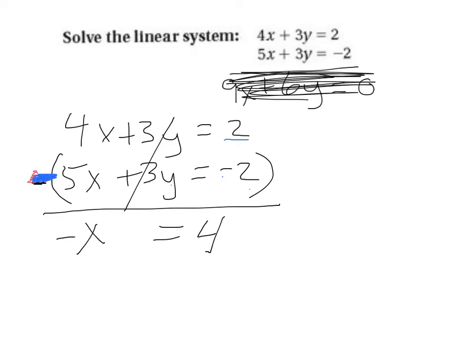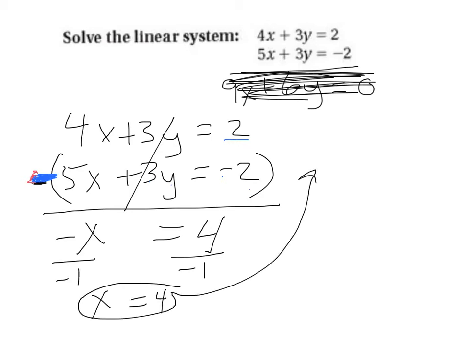You have this negative x, so divide by negative 1, divide by negative 1, x equals 4. Sweet. Let's find out what y is. Let's take this idea for x and plug it into one of the original equations. Instead of x, we put what x is. X happens to be 4.